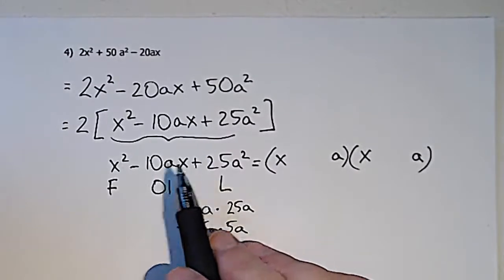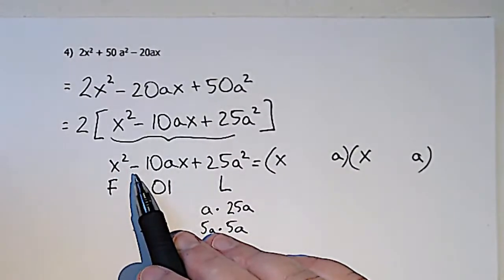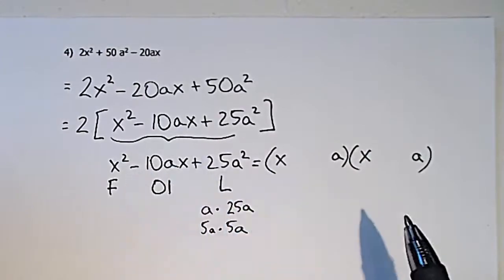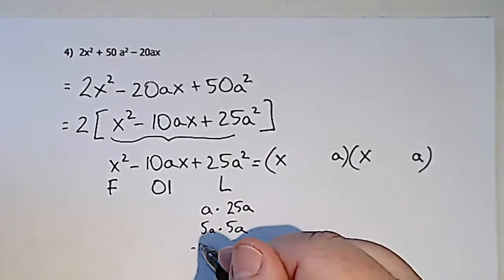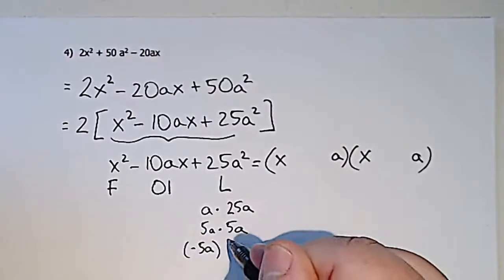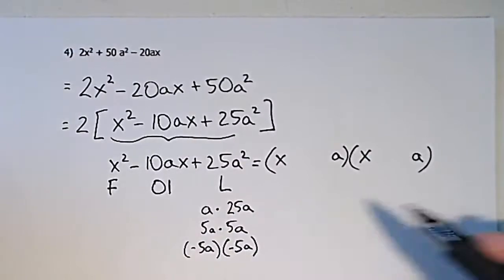But I've got to be careful about this. Even though this is positive, this is negative. So that's telling me that I've got some negatives in here. So I'm looking at negative 5a times negative 5a. So let's try that out.